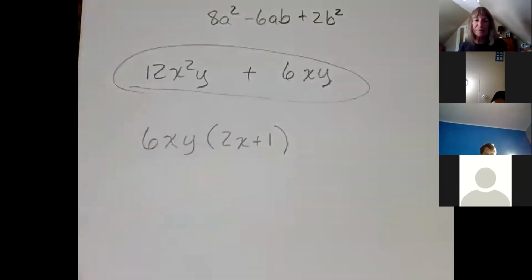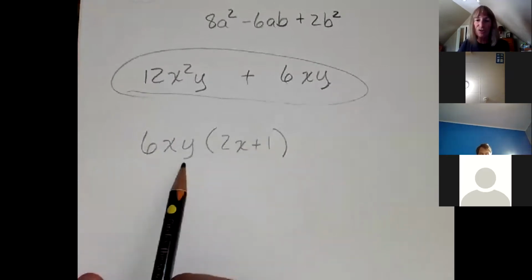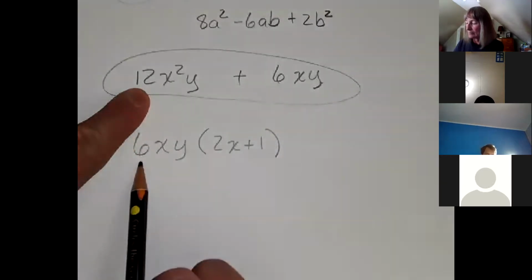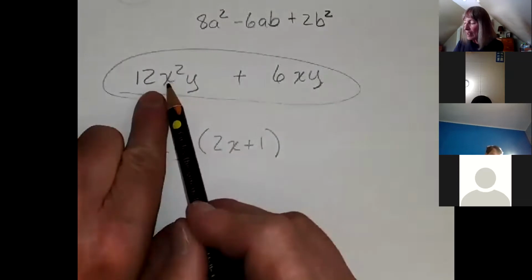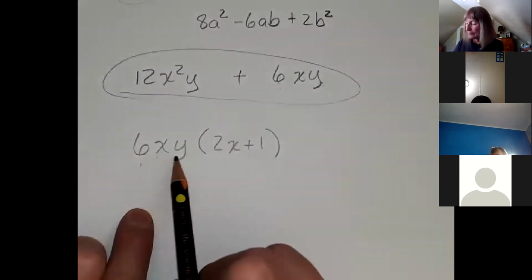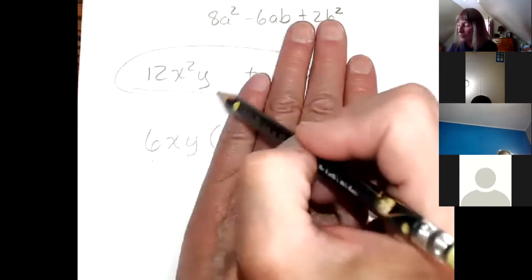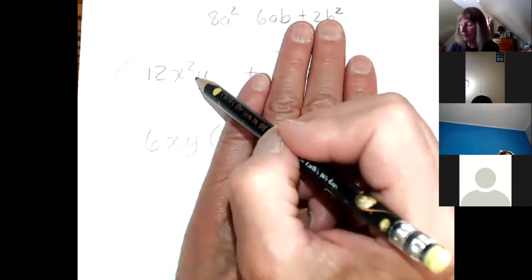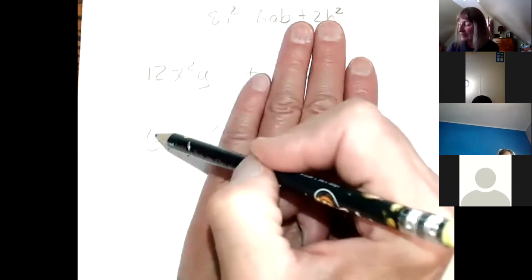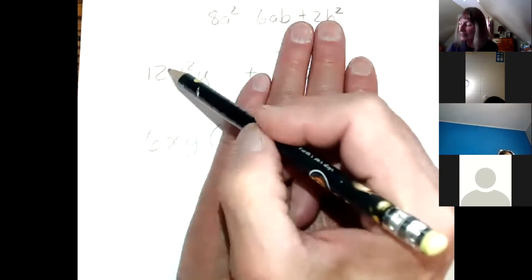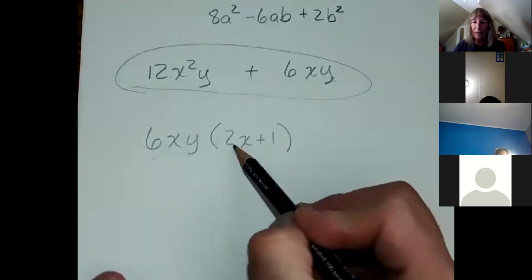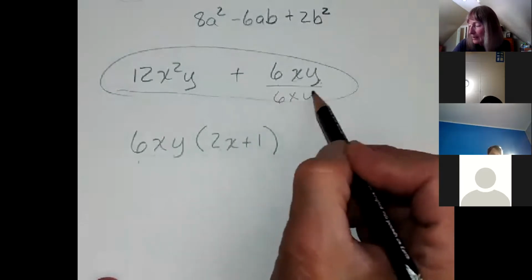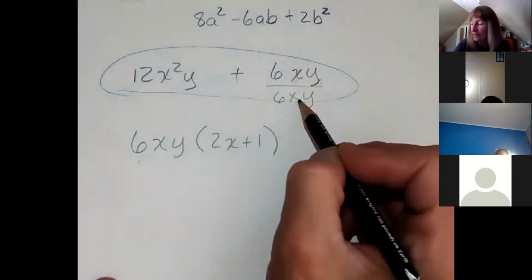So this is what we were asked to factor, and this is how I factored it, because both of these can be divided by 6, and both of these can be divided by xy. When we divide 6xy out of this, it leaves us 2x. And when I divide this by 6xy, any number divided by itself equals 1.